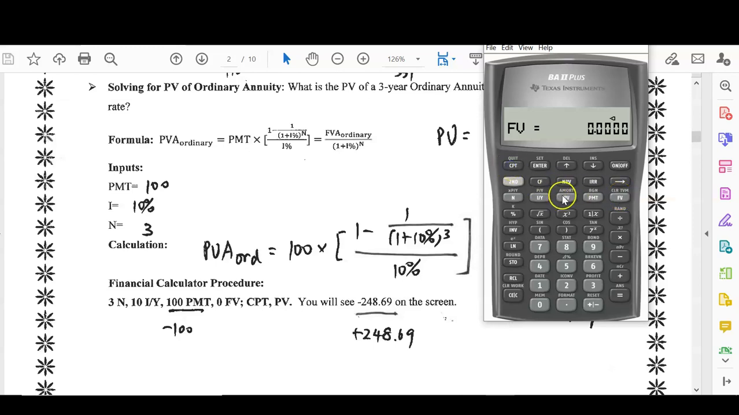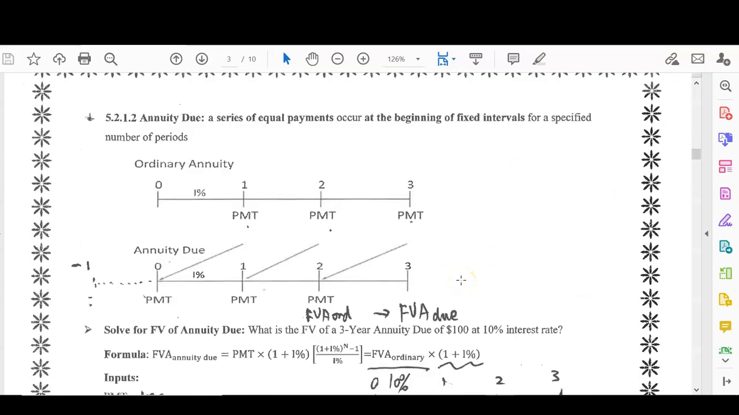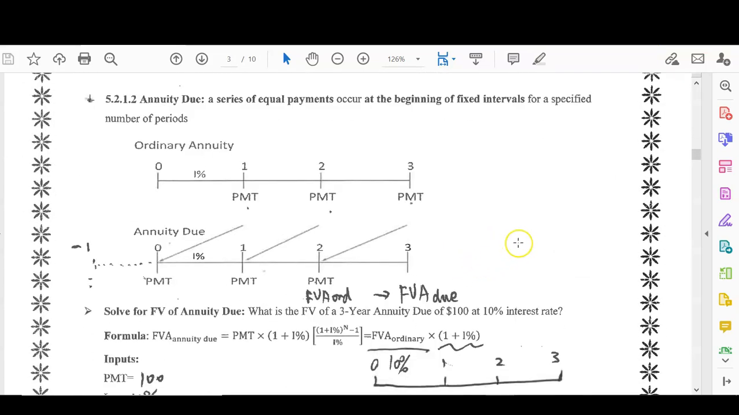Now we compute for PV. We see negative 248.6852, which is around negative 248.69. This is the present value of this ordinary annuity. If you change payment to negative 100 and compute for PV, you will get a positive number instead. So here PV and payment have opposite signs. No free lunch rule. So that's how we calculate future value and present value for ordinary annuity.